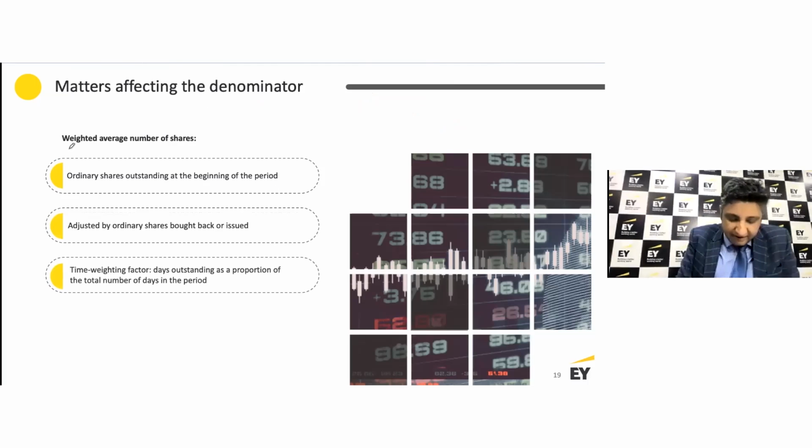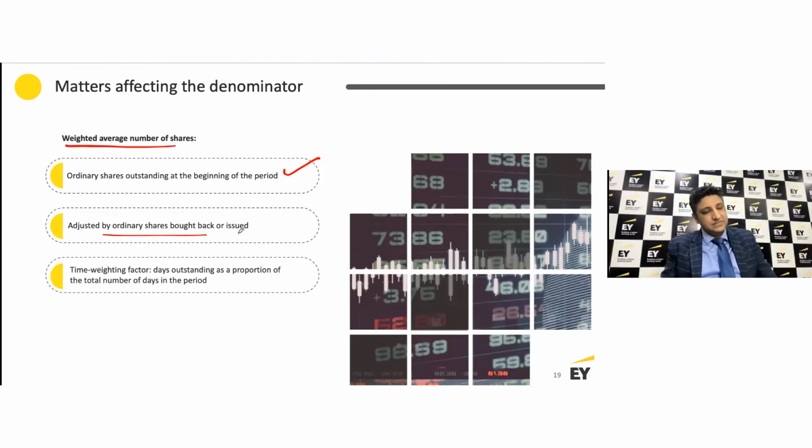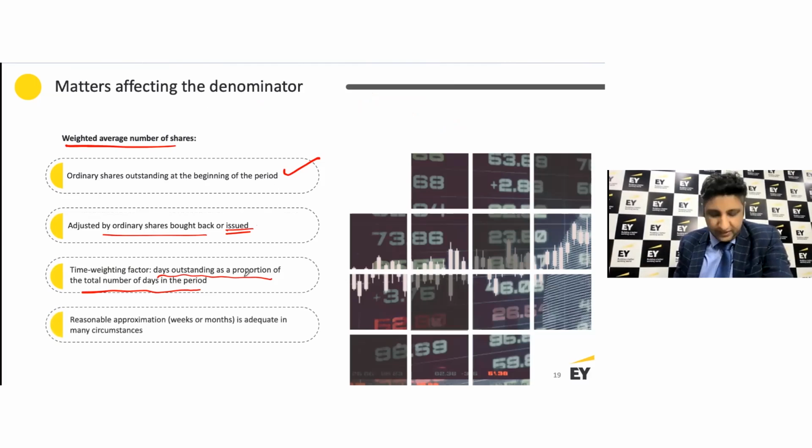You look at the weighted average, the time weight applicable, the outstanding number of shares at the beginning of the year. Are there any shares purchased back, or a buyback done, or let's say any shares issued? And of course, you look at the time weighing factor, which could also be an average. A reasonable approximation is adequate in many circumstances.